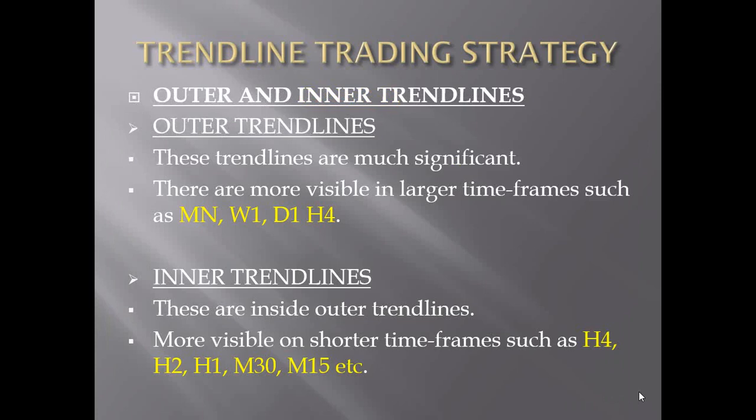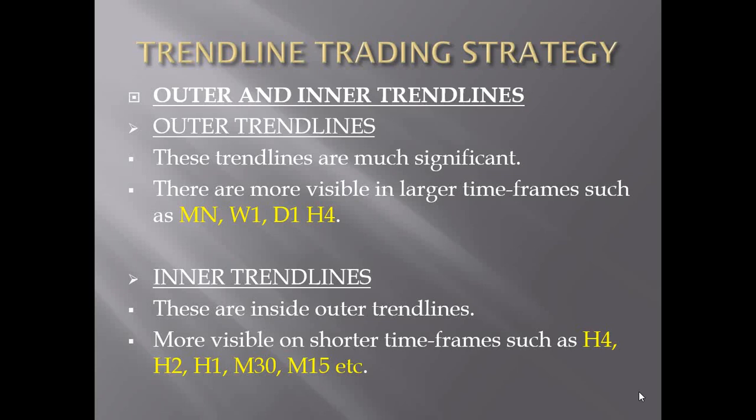On our previous lesson, we discussed the types of trend lines. We have two types of trend line. We have the major trend line or the outer trend line, and we said that major trend lines are more significant or more reliable compared to the inner trend line or smaller trend lines. Larger trend lines are also much more viewable on larger time frames, such as the monthly time frame, weekly time frame, daily time frame, and 4-hour time frame.